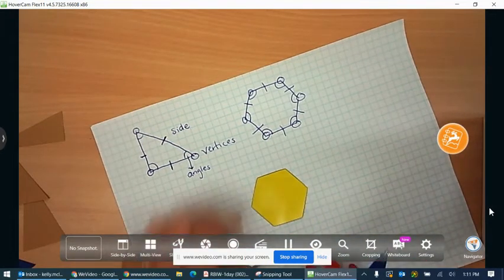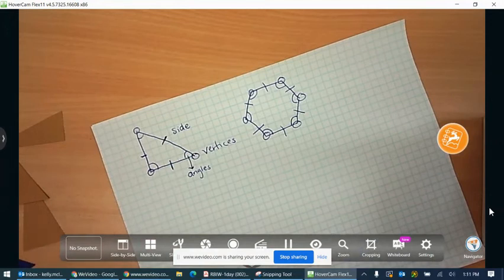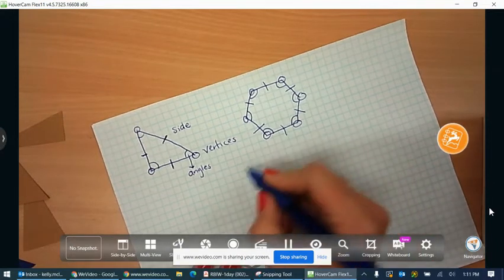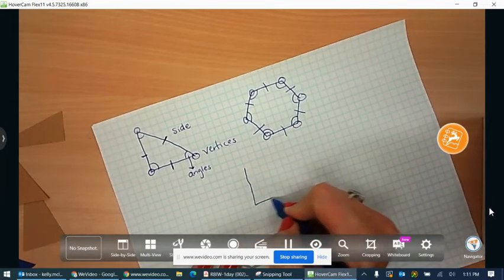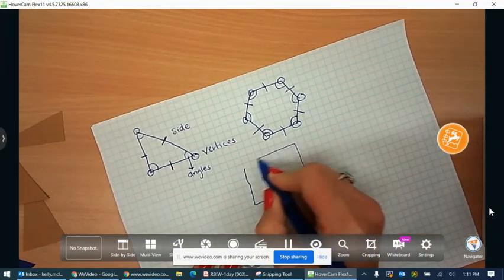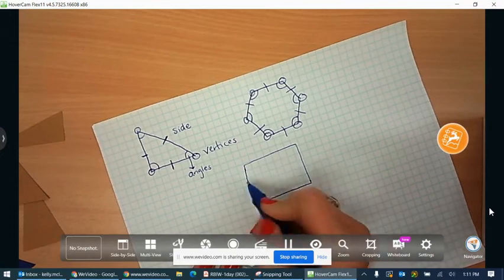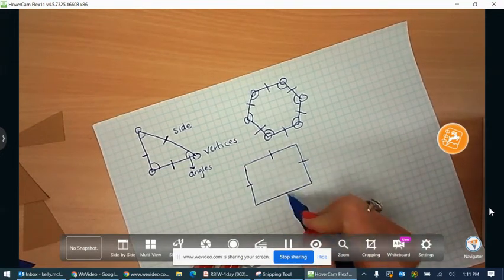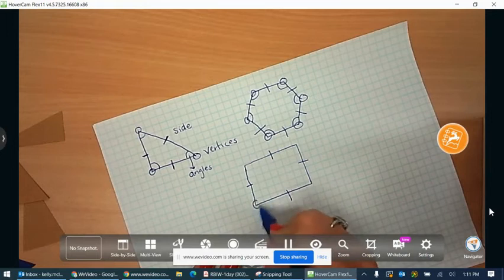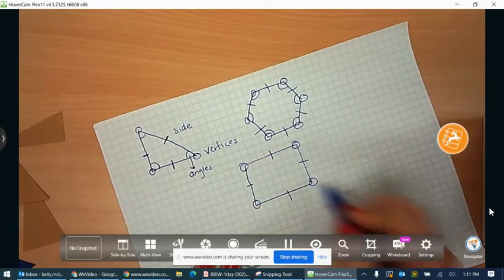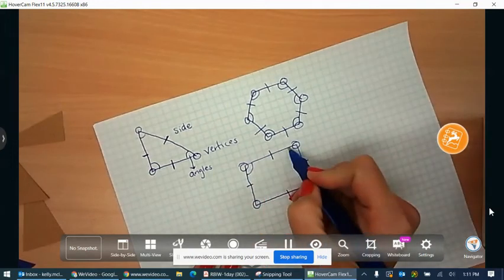Now, if I asked you to draw a quadrilateral, you could draw many different shapes. So you pick the quadrilateral. You have to remember what the defining attributes are. The defining attributes of a quadrilateral are 4 sides, 4 vertices, and 4 angles. So I am going to draw a rectangle. I'm going to mark my sides to make sure I've done it correctly. Mark my vertices. And I'm also going to mark my angles.